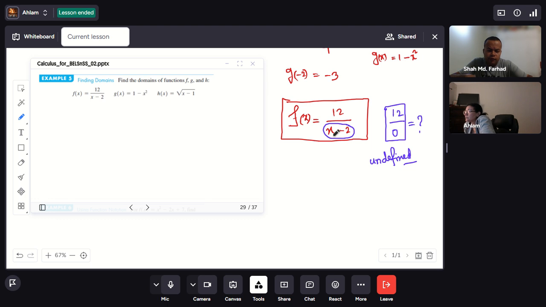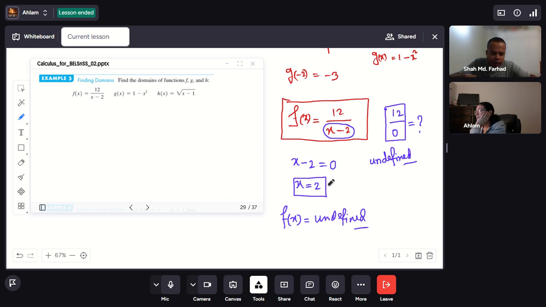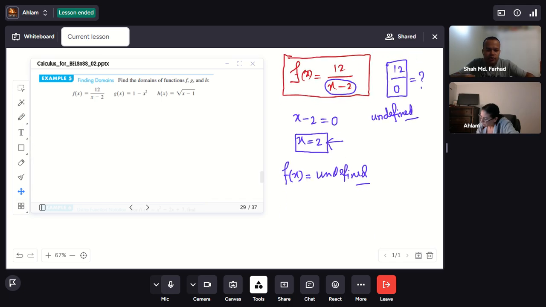So if x minus 2 equals 0, that means x equals 2. If x equals 2, then the value of f of x is undefined, right? That means for x equals 2, we don't get any output. We don't get any output, that means 2 can't be considered as domain.